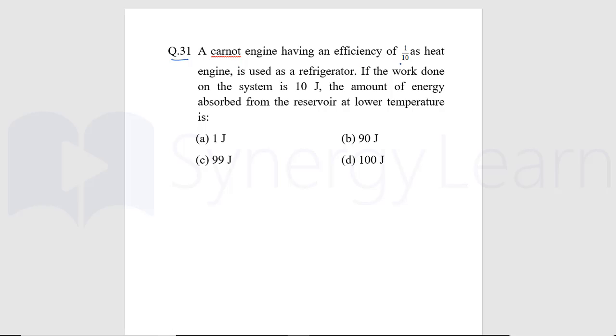A Carnot engine having efficiency of 1 by 10 as heat engine is used as a refrigerator. So, in a Carnot engine, efficiency is given by 1 minus T2 by T1. So, the efficiency which is given as 1 by 10 is 1 minus T2 by T1. So, from here T2 by T1 will be equal to 9 by 10.